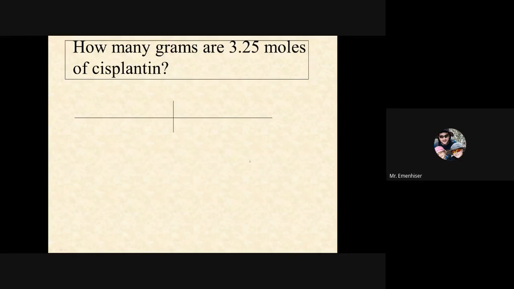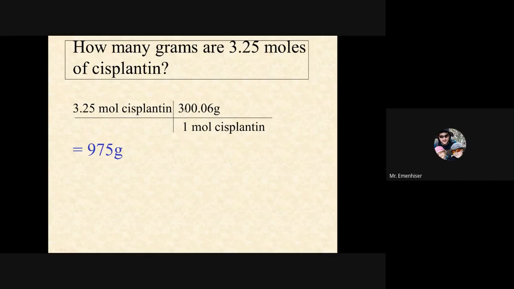All right, how many grams are 3.25 moles of cisplatin? So we got 3.25 moles. We multiply that by the molar mass. Moles cancels, and we get the mass of cisplatin, which again is a cancer-treating agent.